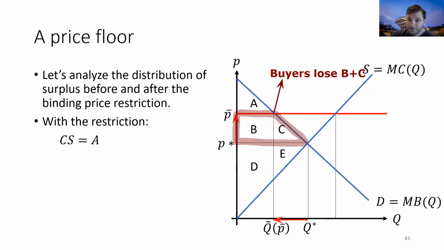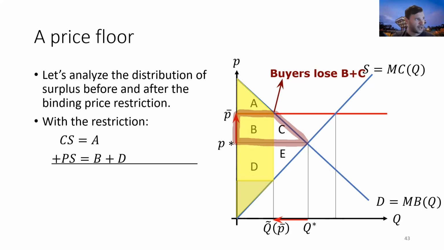However, if we think about the producer surplus, okay, the producer surplus is the area below the price, above the supply curve, to the left of the quantity traded Q tilde. What is the producer surplus in this case? Yeah, very good. It should be B and D. There's our producer surplus.